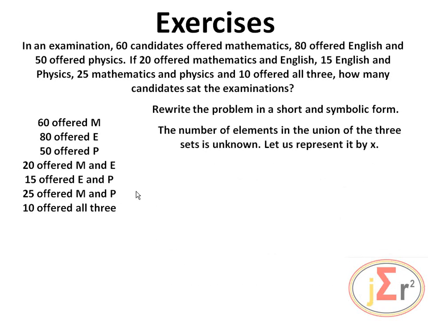So the number of elements in the union of the three sets is unknown. So let us represent it by x. So x candidates sat the examinations. We do not know the number of elements in the union of all three sets. So that occupies the left-hand side. The number of elements in the union of the three sets occupies the left-hand side.